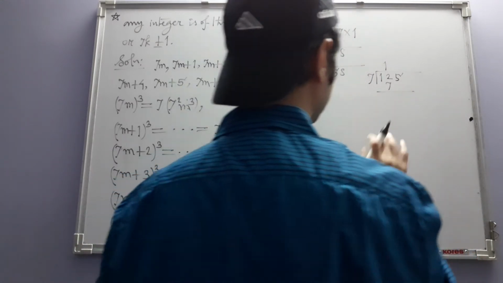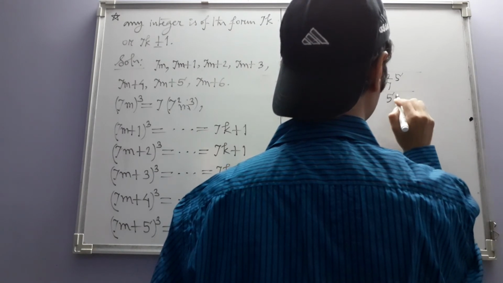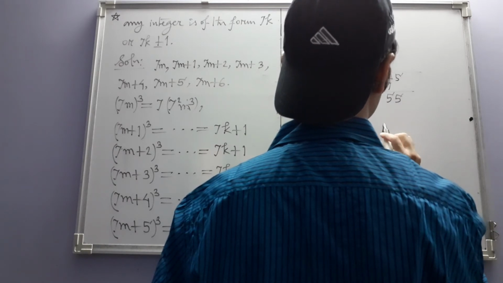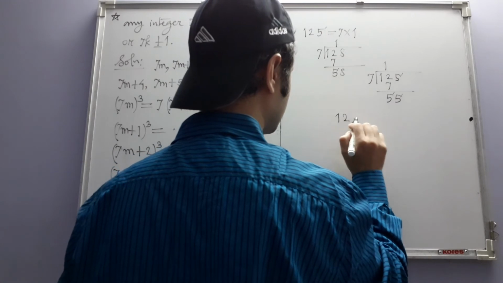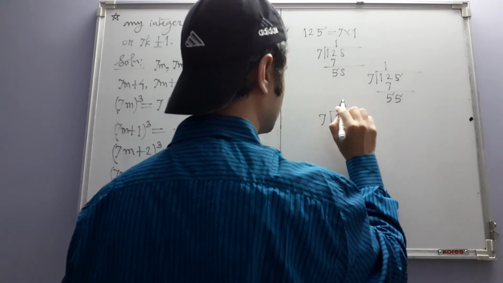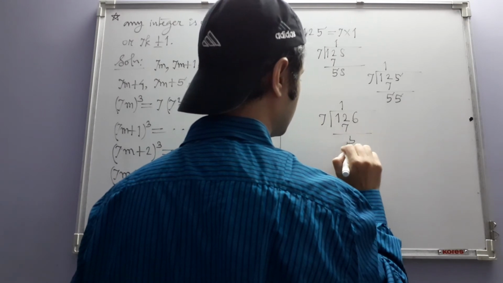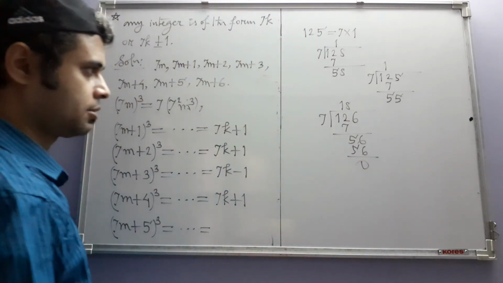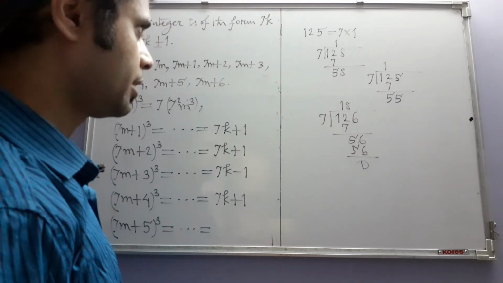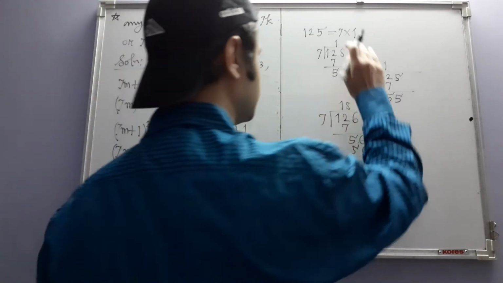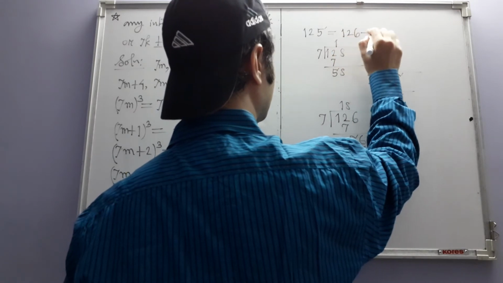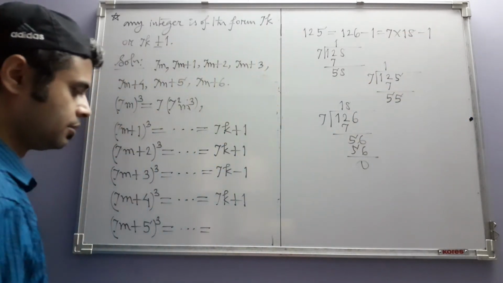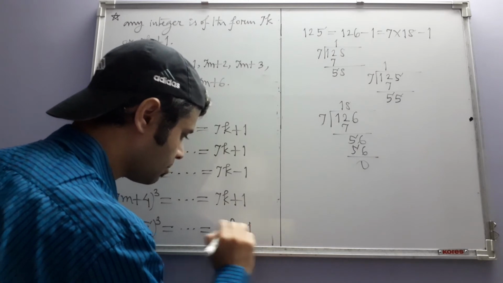Let me just simply divide. Okay. 126. So that means 125 is 126 minus 1, and 126 is 7 times 18 minus 1. So this one will be of the form 7k minus 1.